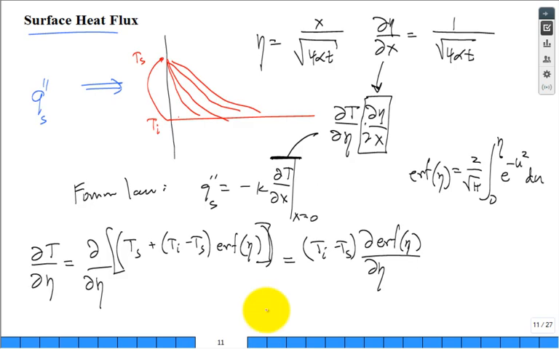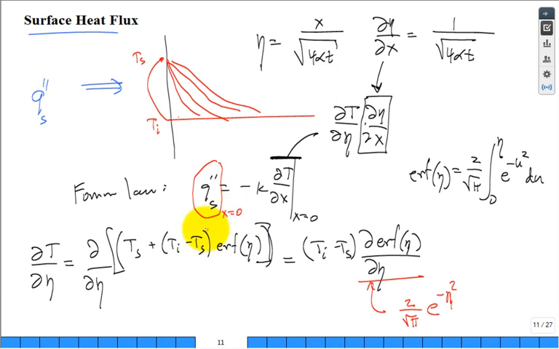But for here, it's just the upper limit. And so the derivative right here just turns into 2 divided by the square root of pi, e to the minus eta squared. That's pretty simple. Now, if you're going to evaluate this at the surface, what is the value of x at the surface? 0. That would be x equal to 0.